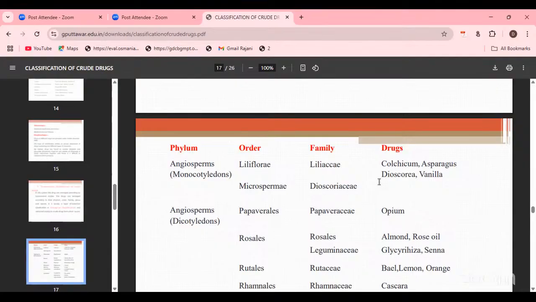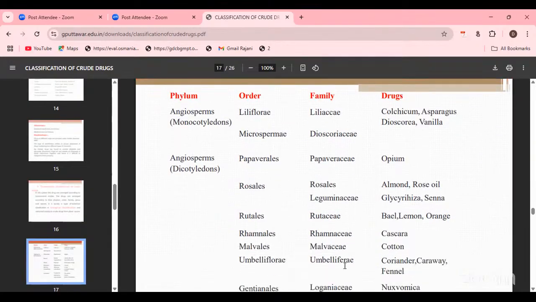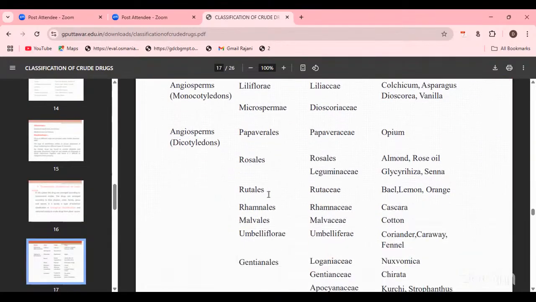dicotyledons. Papaveraceae: opium. Leguminosae: almond, rose. Gentianaceae: senna. And Rutaceae: bael, lemon, orange. Lamiaceae, Cruciferae, Malvaceae: cotton. Umbelliferae: coriander, caraway, fennel.